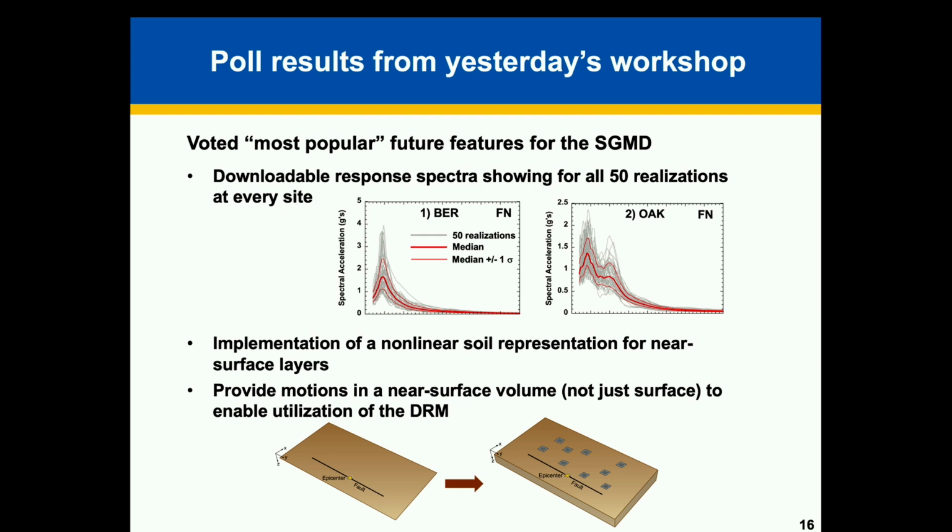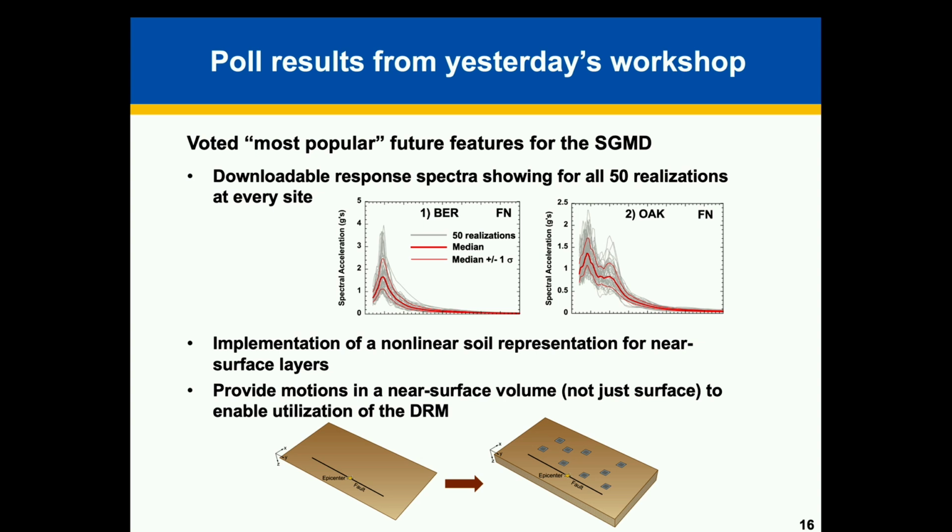Implementation of nonlinear soil representation for near surface layers. All of our initial simulations are essentially linear elastic simulations. So one can use empirical relations to correct for site response. There's been a lot of good work done on that lately, but we would really like, being a physics-based group, to be able to represent those nonlinearities in our model. So we're looking at 2 things. We're looking at developing an equivalent linear representation of the near surface layers, and we're looking at the ability to incorporate fully nonlinear 3D models through the domain reduction method in a near surface volume. So that work is coming.